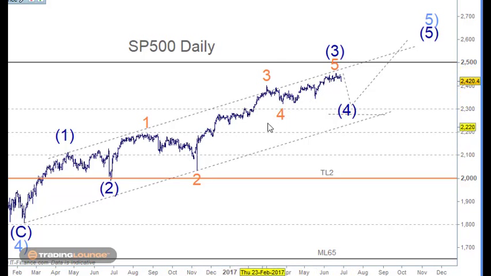Now wave 4 is rather small here, but I think that's okay because the guideline of alternation between wave 2 and wave 4 is that normally wave 2 is sharp and swift, and wave 4 is complicated and sideways, or it can be the reverse of that. Wave 2 can be complicated and time consuming, and wave 4 can be simple and so on.